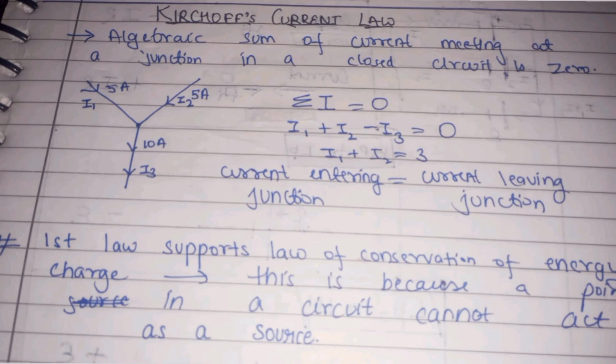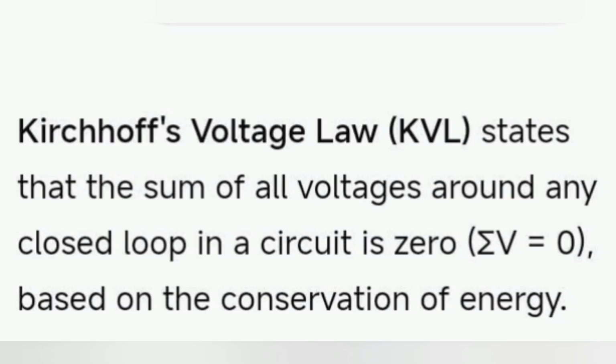Algebraic sum of current meeting at a junction in a closed circuit is zero. The first law is known as Kirchhoff's current law, and it is also known as the junction rule. Kirchhoff's voltage law, it is known as, tell me. The second law we call the voltage law. The first law we call the junction law.